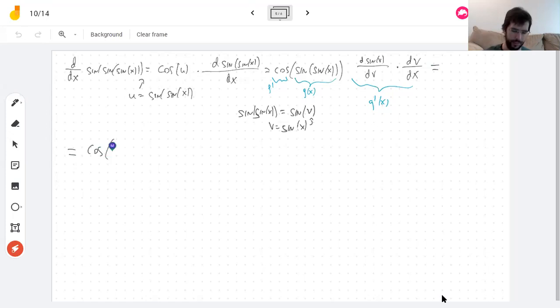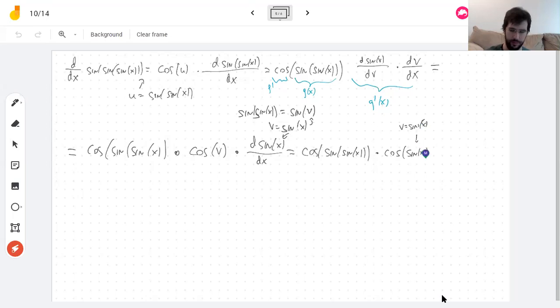So the beginning looks the same. I'm not doing anything with that. That's done. And now I have the derivative of sine. That's cosine. And the derivative of v, well, v is a sine, and I know the derivative of sine, it's cosine. v was sine of x, and the derivative of sine is cosine. And that's it. So it wasn't even that bad, in my opinion.